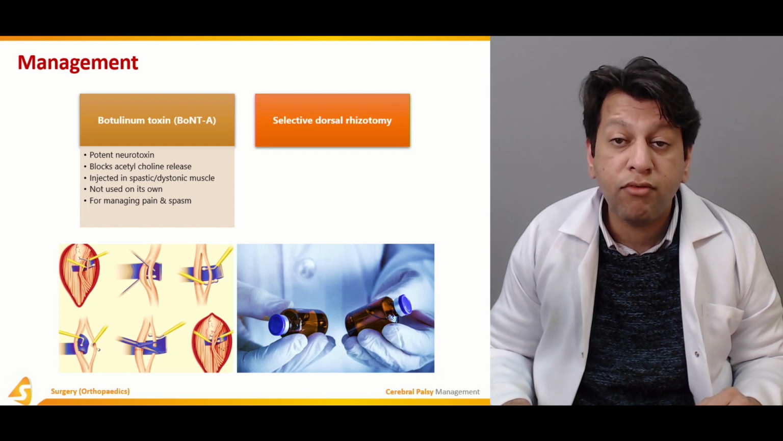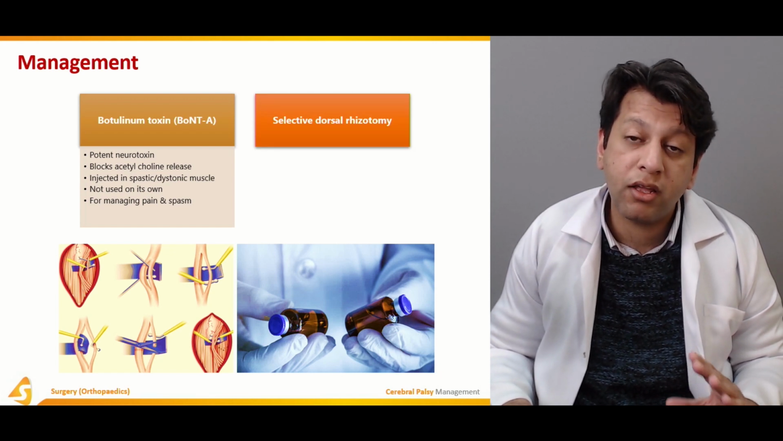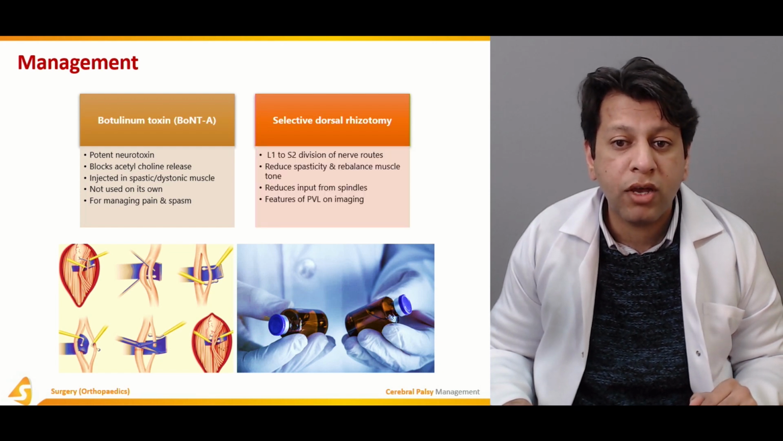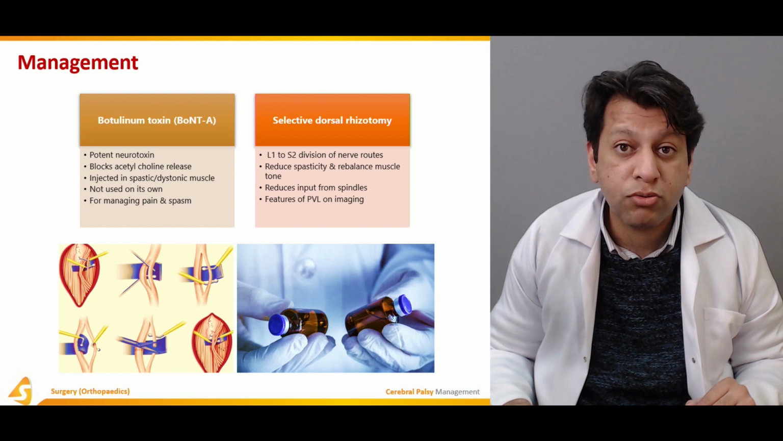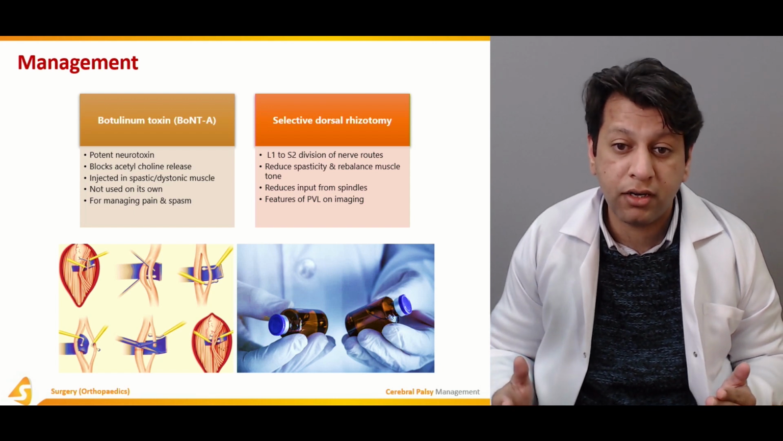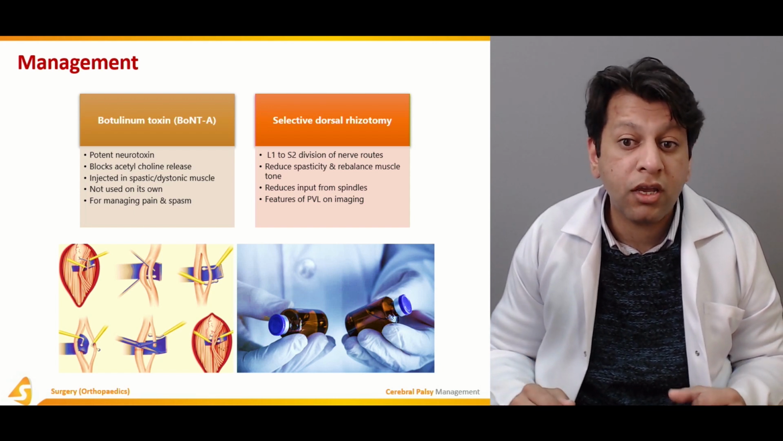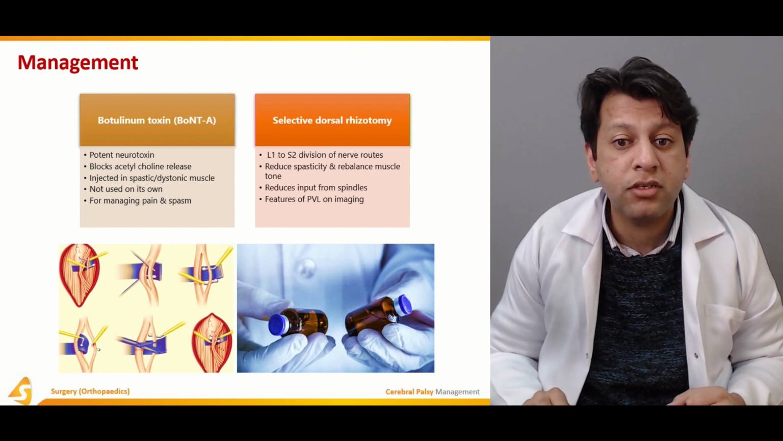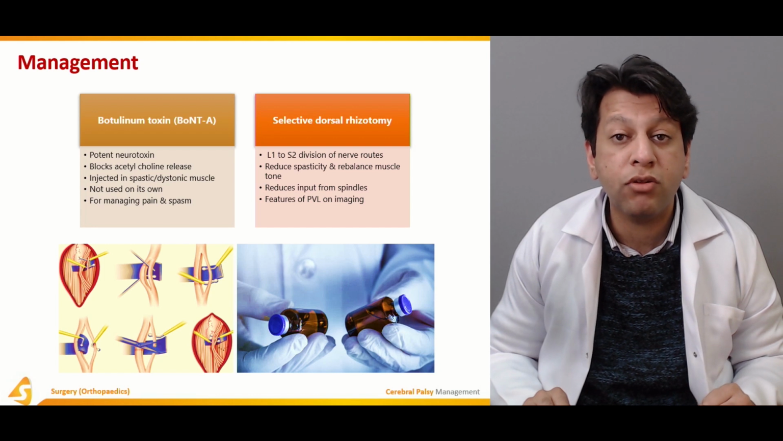Other is selective dorsal rhizotomy. There may be increased firing from the spinal cord, therefore L1 to S2 division of the nerve roots is done so that the spasm of the muscles can be corrected. This reduces spasticity and rebalances muscle tone. That reduces input from the spindle cells, featuring PVL on the imaging.